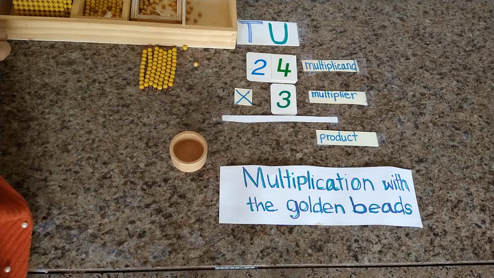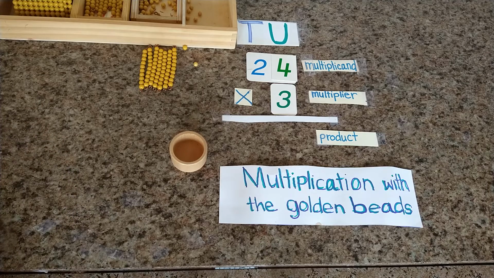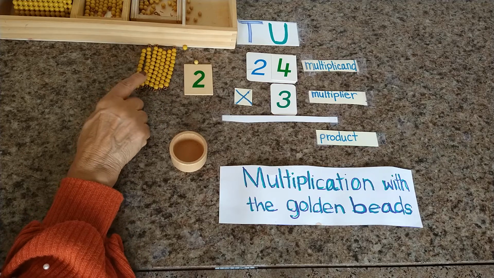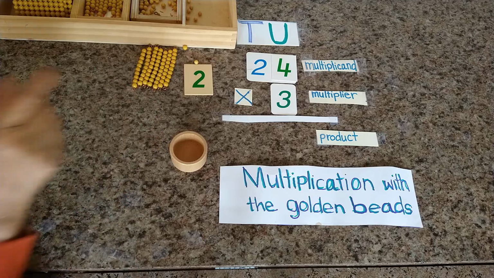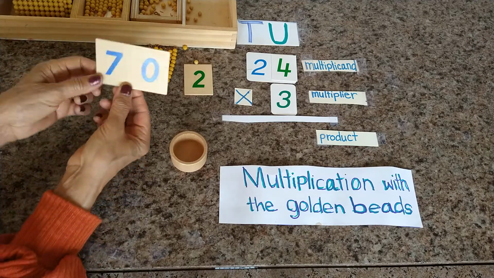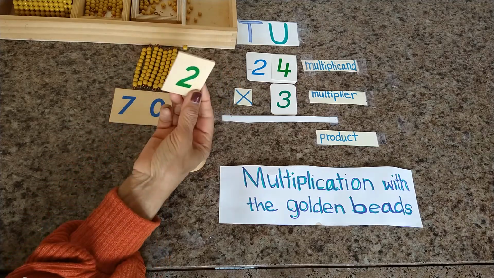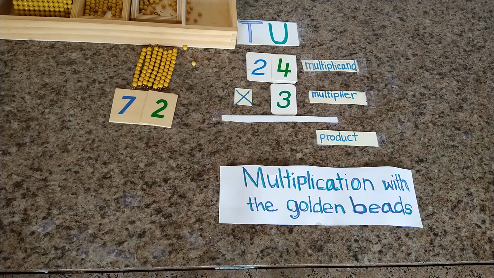So how many units are left? 2 units, that's correct. How many tens? 1 ten, 2 tens, 3 tens, 4 tens, 5 tens, 6 tens, and 7 tens. 7 tens makes 70. So I'm going to place these 2 units on the units place. So after putting them together, what we got: 72. That is our product.